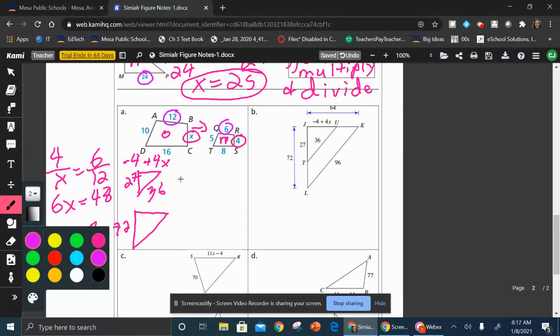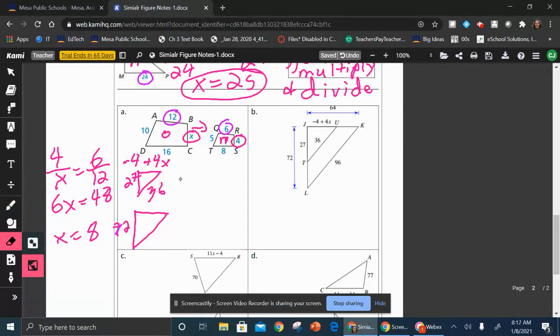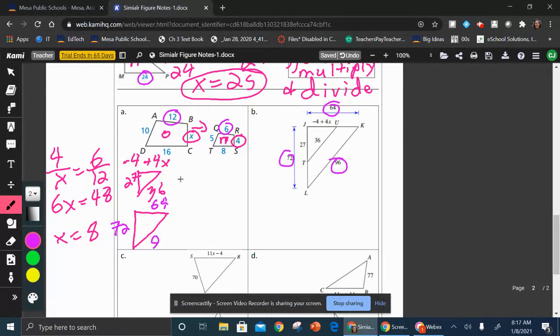I'm going to use a different color. Okay, so 72, 64. Everybody see what I'm getting these? 74, 64, and 96. Okay, so we can do the same thing that we did before. You can draw that out, or you don't have to. You could also use it in here. So we have the 4x. It's going to correspond to 64.